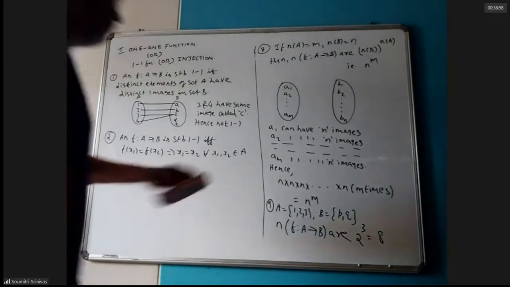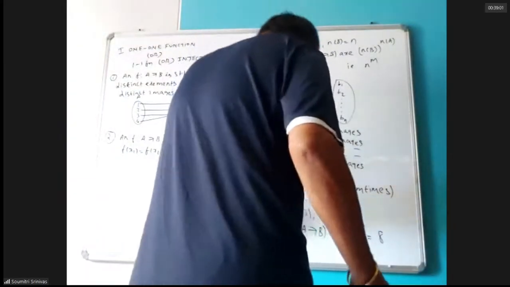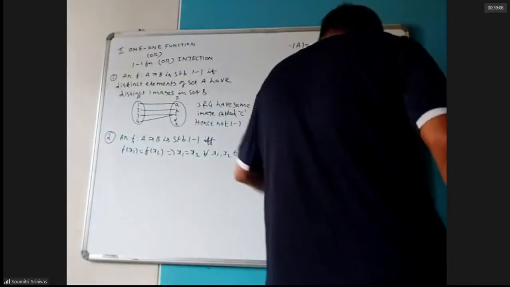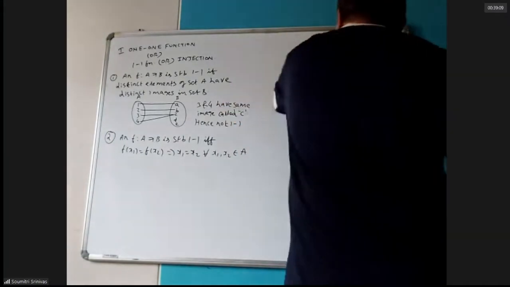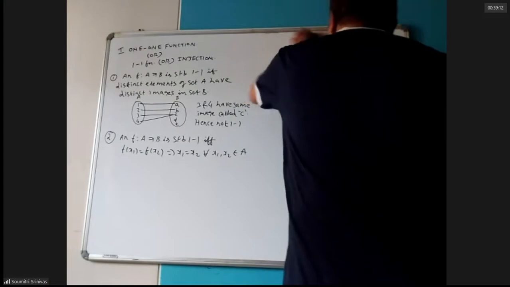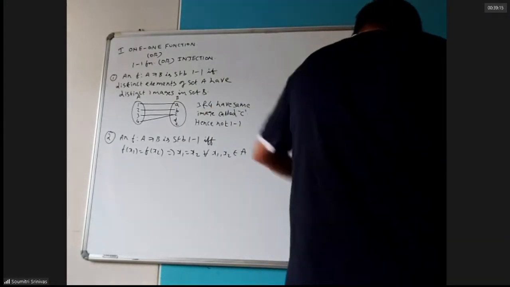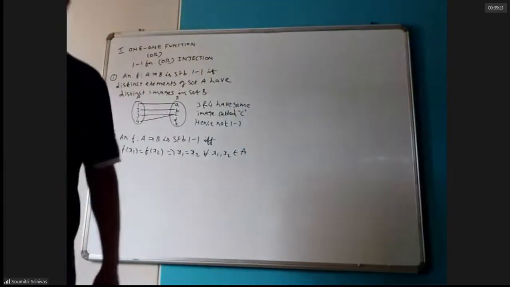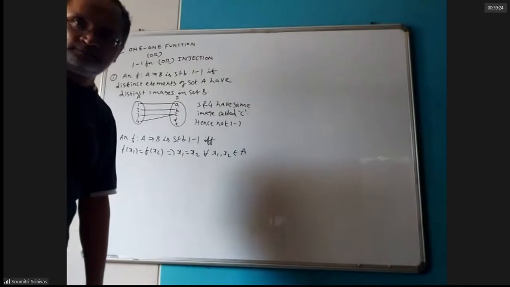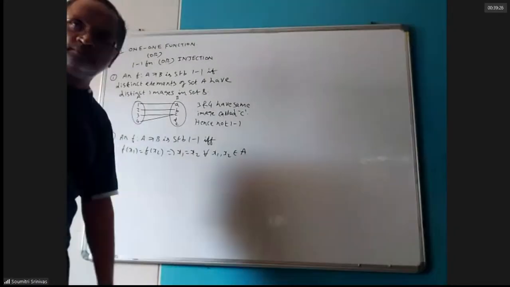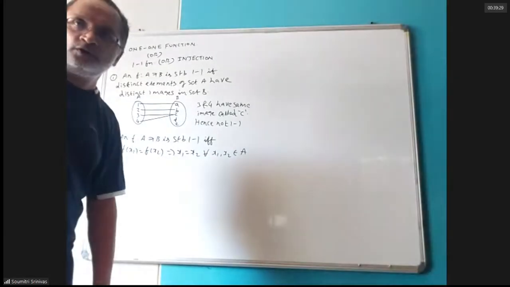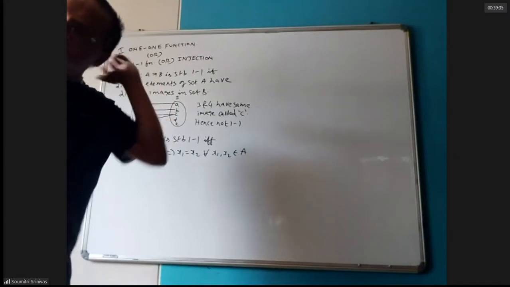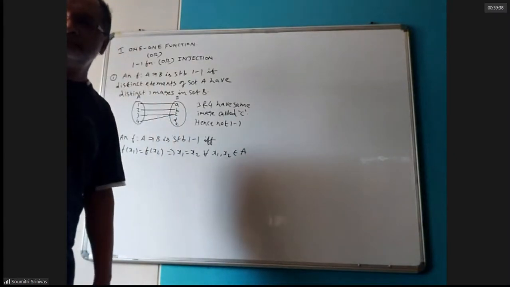Can you give me an example of this which we have learned earlier? Hint: we study it in trigonometry. Can anybody throw some more light on this? Sin x and cos x. Are they one-one? No, sir, they are not one-one. Why? Sir, sin x and tan x don't have distinct images.